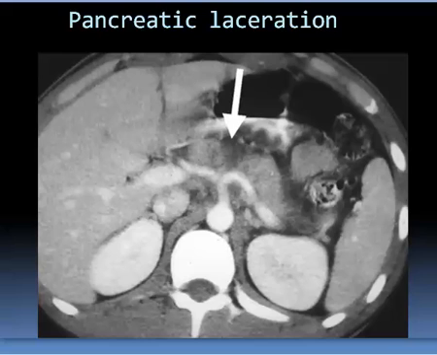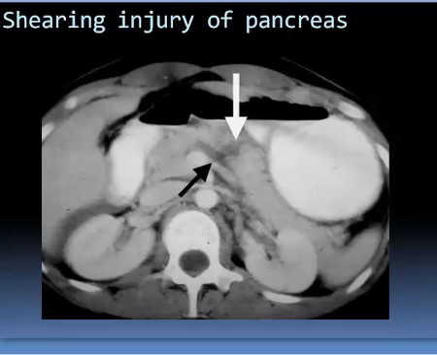celiac, superior mesenteric or inferior mesenteric could be involved, as they are the anterior branches of the aorta. Here is another shearing injury of the pancreas.